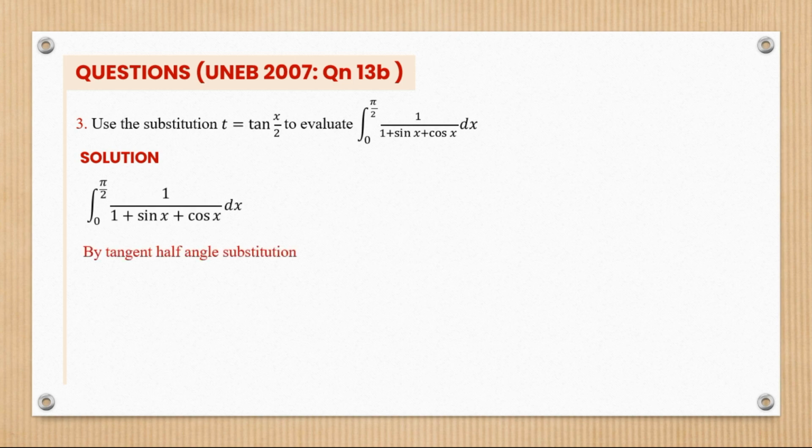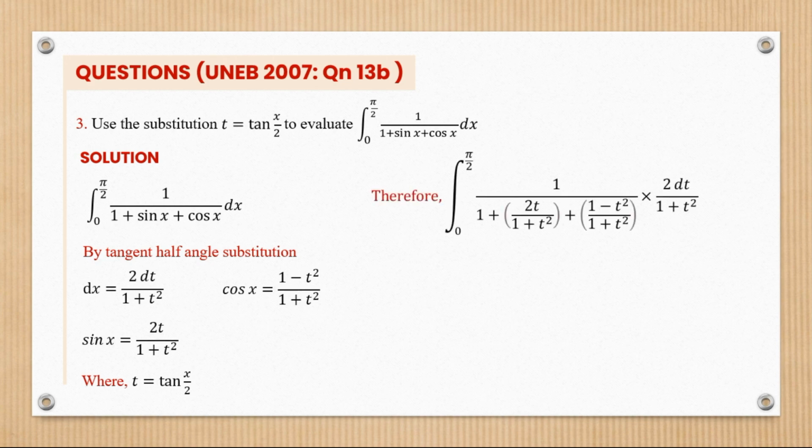So by tangent half angle substitution, remember that dx is 2 over 1 plus t squared dt, and then cos x is actually 1 minus t squared over 1 plus t squared. And also remember now we need what sine x is. Sine x is 2t over 1 plus t squared, where t is equal to tan x over 2. So substitute those back in and this is what you end up having.